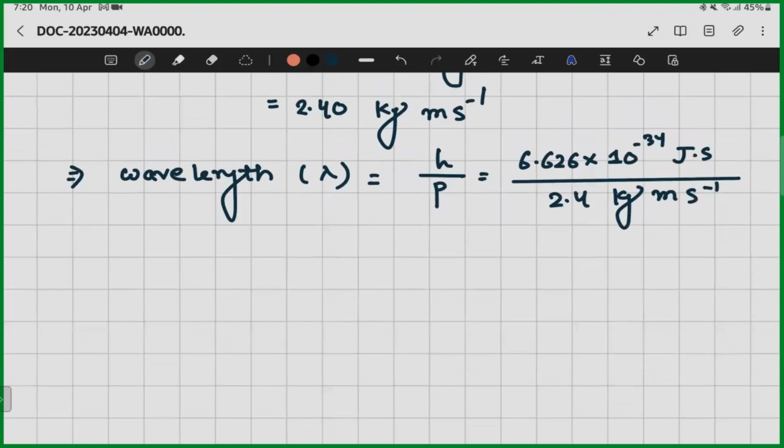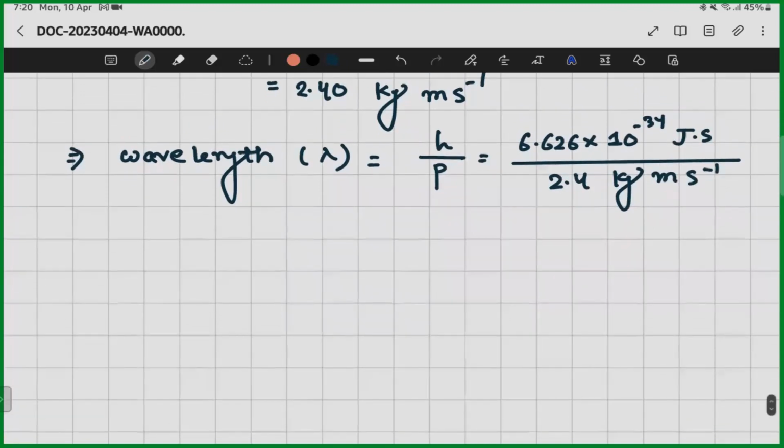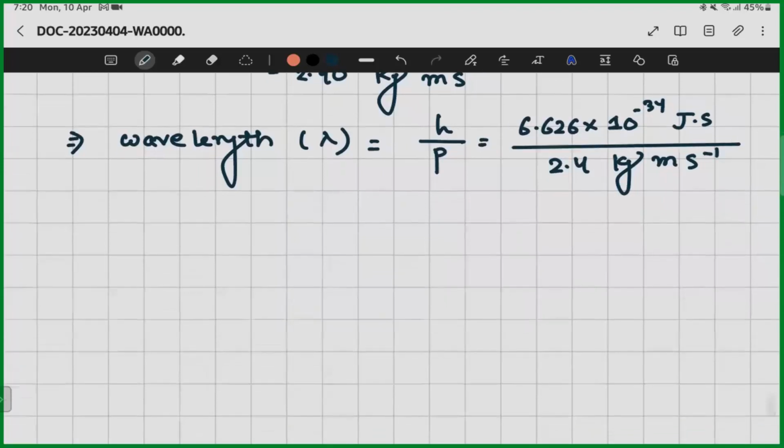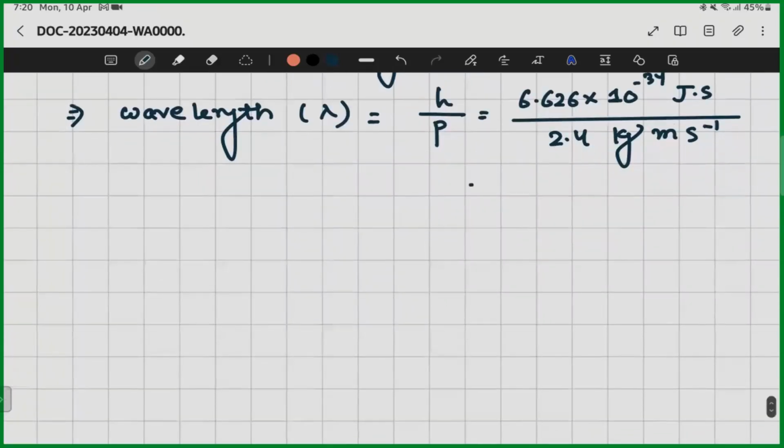Now, what is the definition of the joule? We have to know that, then only we can calculate the unit. The value is very trivial: this is 2.76 into 10 to the minus 34. What will be the unit? That we have to know.